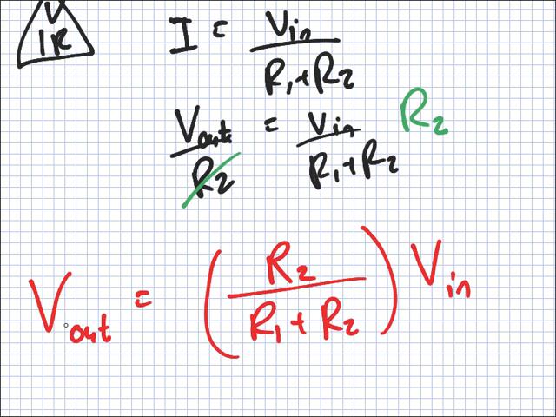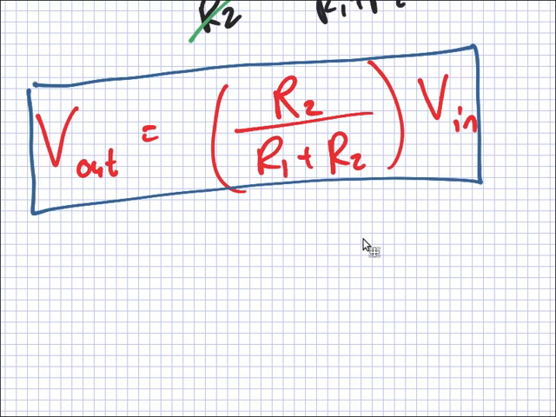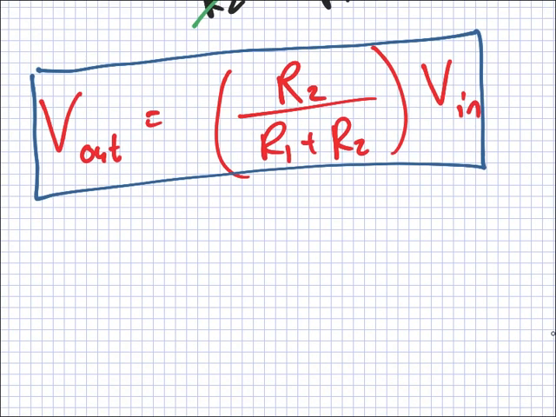So in other words, you can calculate the output from the input if you know the resistors. This is the potential divider formula for this circuit. Lets you calculate the output from the input. You'll need this. Got that formula?